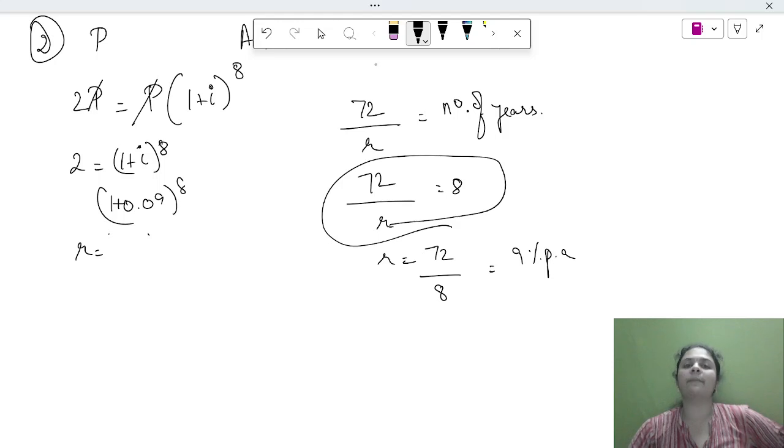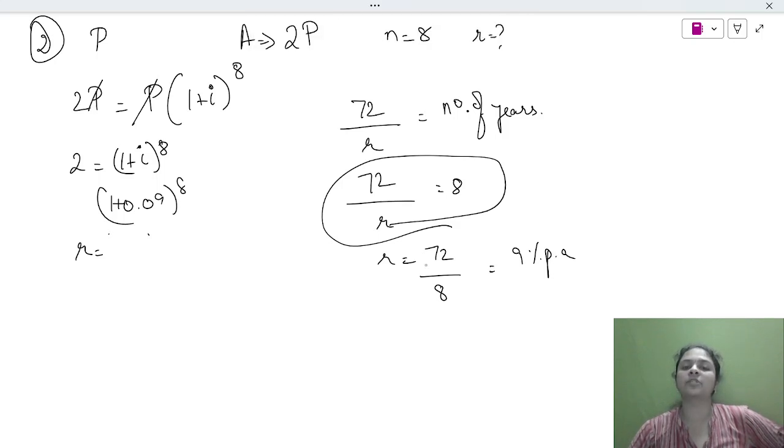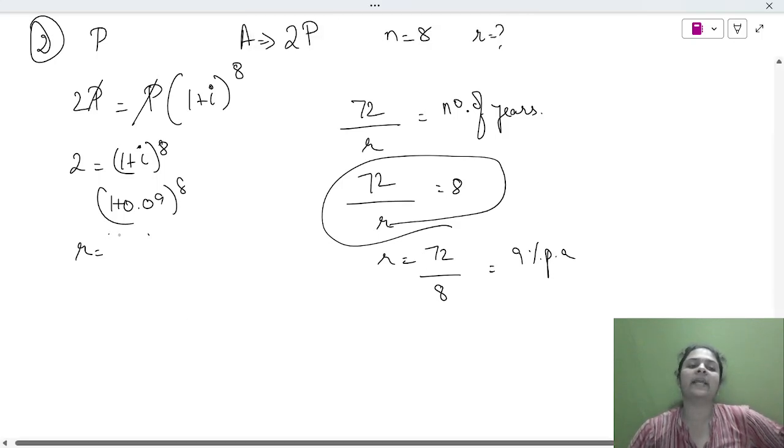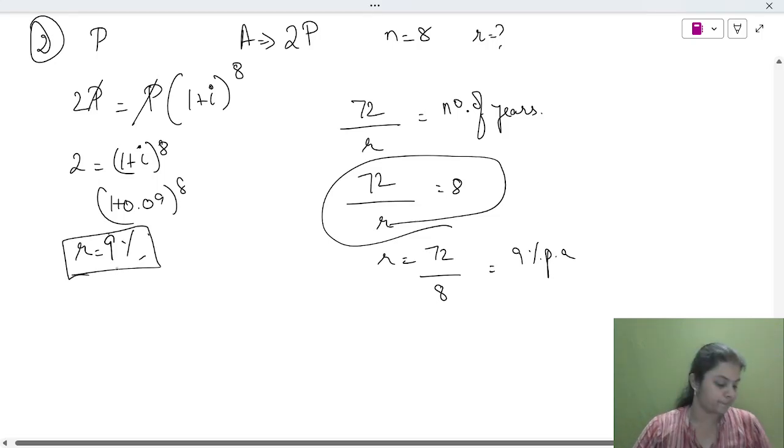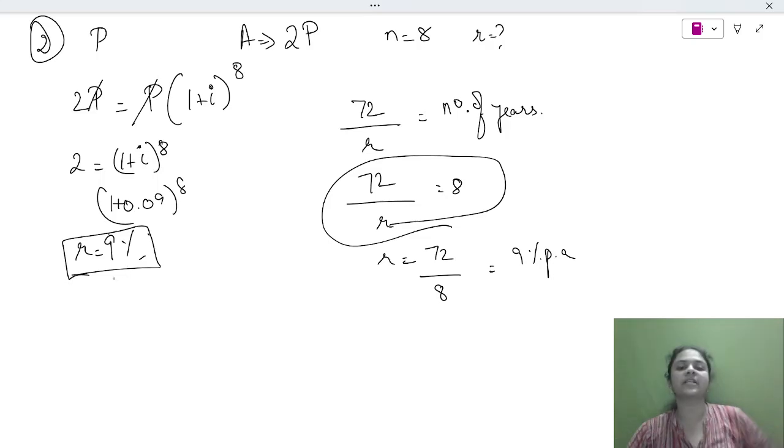You don't need to do all this work. You can directly adopt this rule. Approximately rate of interest is how much? 9%. Rate of interest is 9%. You can adopt this 72 by R rule.